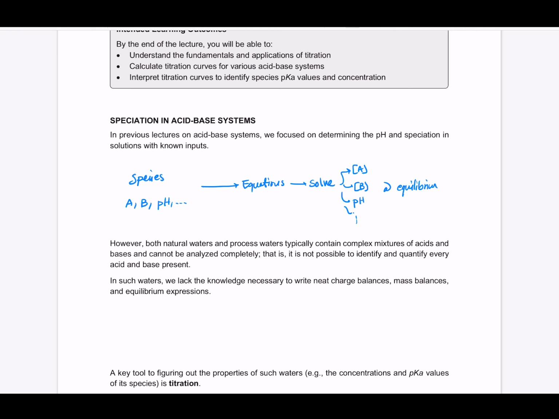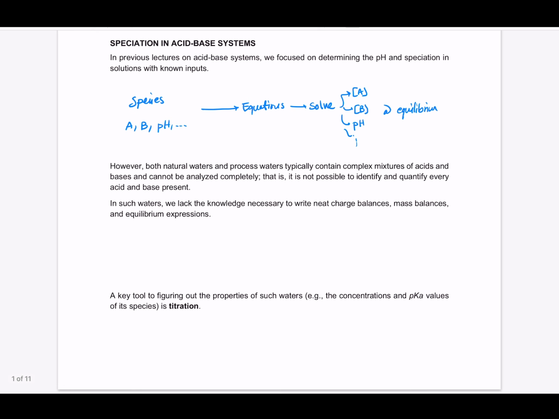So in titration, the pipeline, in terms of the species, is not clear. We don't know really what the equation is. Therefore, using the approach we had so far, this is also not clear, or it cannot be calculated.